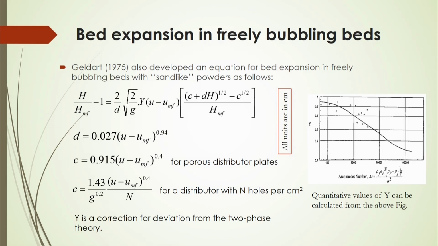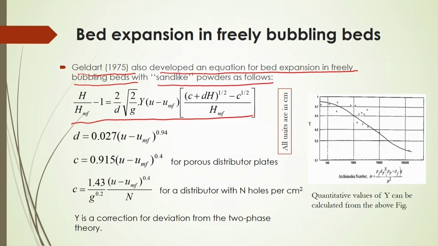And also bed expansion, if there is no coalescence or there is no breakup, that means what are called freely bubbling beds. In that case, Geldart 1975 developed an equation for bed expansion in freely bubbling beds with sand like powders as follows here. So, from this correlation you will be able to calculate. In this case, one important parameter is called y. This y depends on the Archimedes number; it is seen that this y will decrease if the Archimedes number increases.